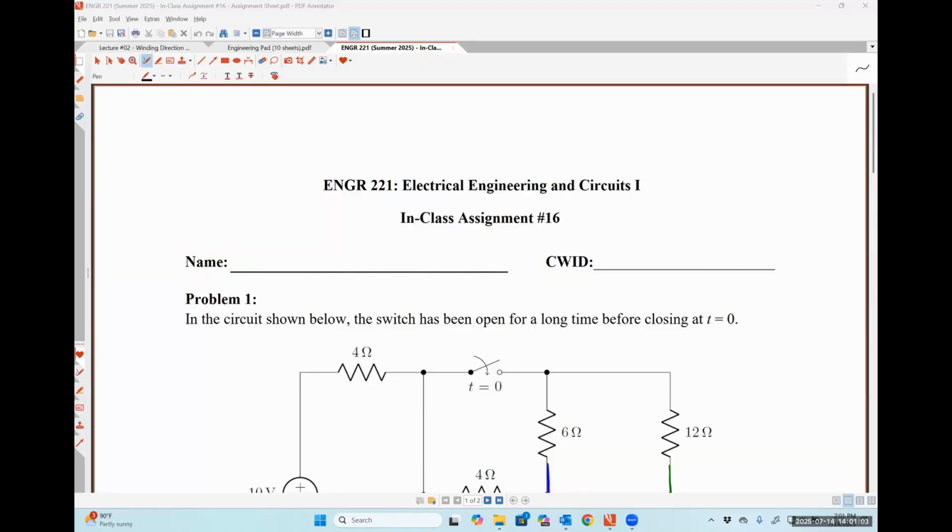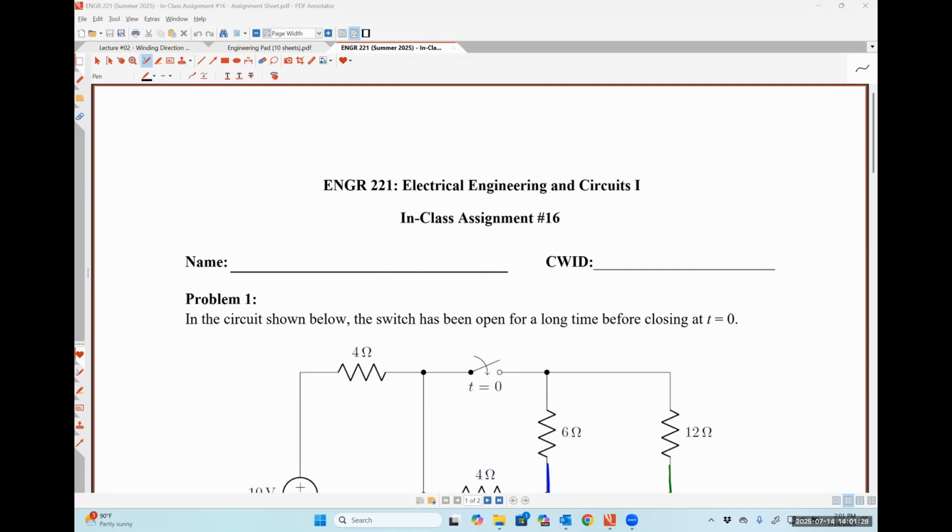All right, so for today's lecture, the only thing that we were going to do was work some more example problems regarding the transient analysis of RL and RC circuits. Before we work the in-class assignment for today together, does anybody have any questions about previous in-class assignment problems or any of the homework problems or anything like that?